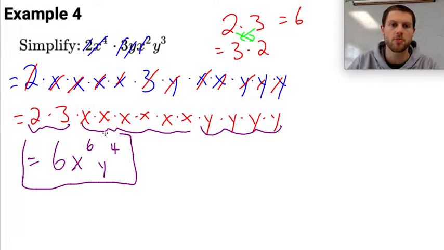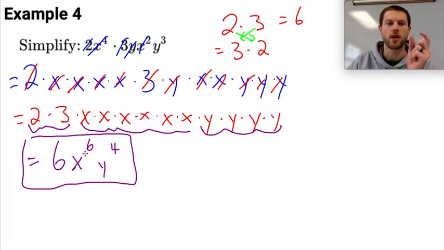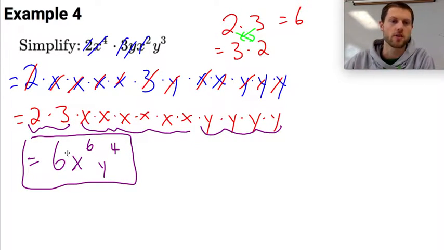This is completely simplified. And we write all of these numbers together because, remember, this implies multiplication between them. Even though I don't see the multiplication symbols, if I've got numbers and variables next to each other, I am multiplying those things. A little bit trickier of an example.